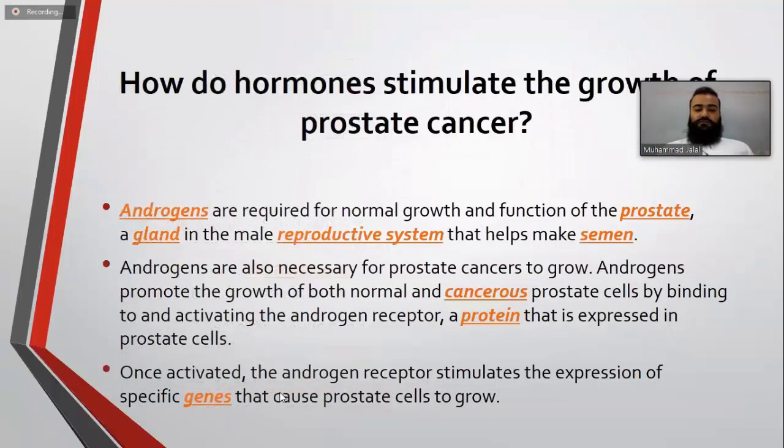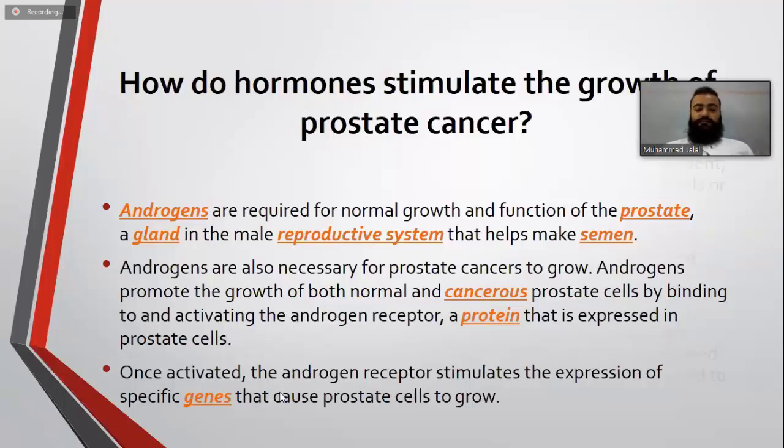How do hormones stimulate the growth of prostate cancer? Androgens are required for the reproductive system. Androgens are also necessary for prostate cancer to grow. Androgens promote the growth of both normal and cancerous prostate cells by binding to and activating the androgen receptor, a protein that is expressed in prostate cells. Once activated, the androgen receptor stimulates the expression of specific genes that cause prostate cells to grow.